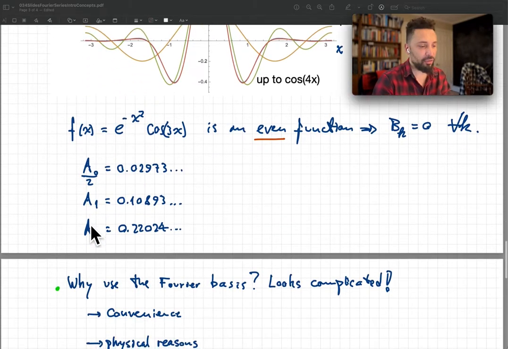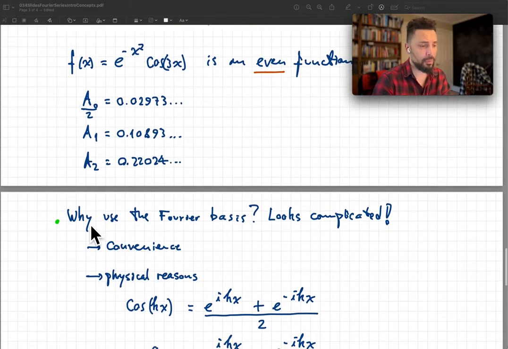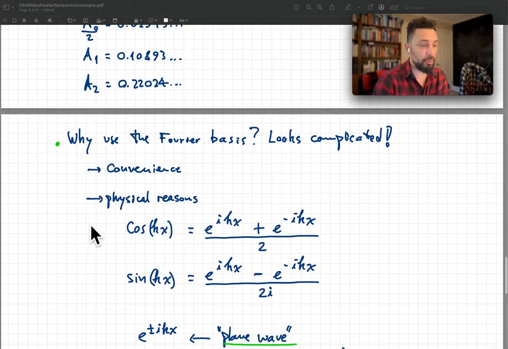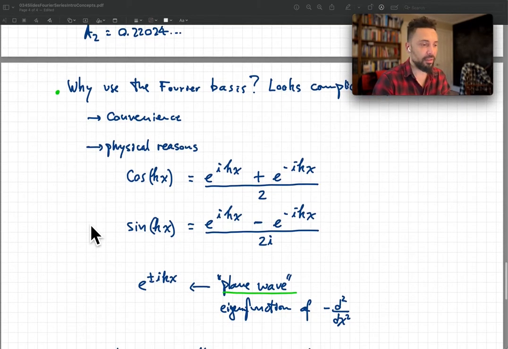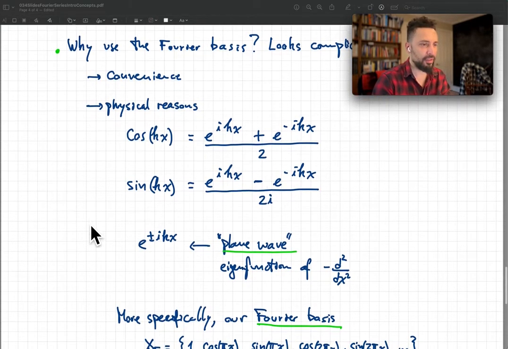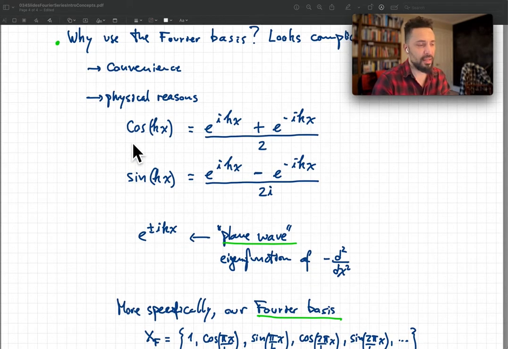And the answer to that is really convenience and physical reasons. So in this case, it may not look like it's convenient, but it could be. It could be convenient because there's physics behind this. And the reason usually physics appears when you use the Fourier basis is that the cosine of kx is a linear combination of e to the ikx and e to the minus ikx. So it's a linear combination of two complex exponentials. And the same for the sine. The sine of kx is a linear combination of complex exponentials. So the whole Fourier series really entirely relies on this plane wave, on this e to the plus minus ikx type of object, this complex exponential.